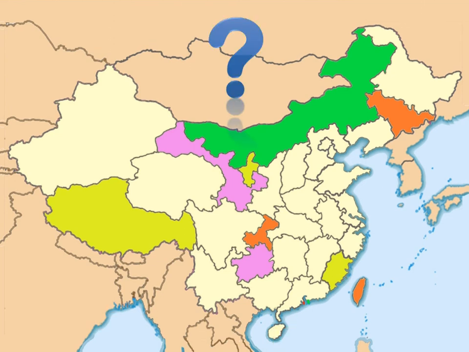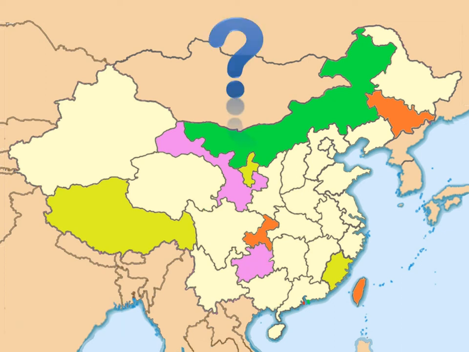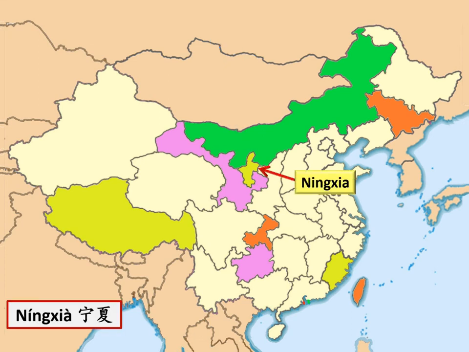Its name means precious region, and its topography has been compared to that of Switzerland. What is the name of this province? Guizhou. The name of this small autonomous area references the Western Xia Empire and its pacification. What is its name? Ningxia.